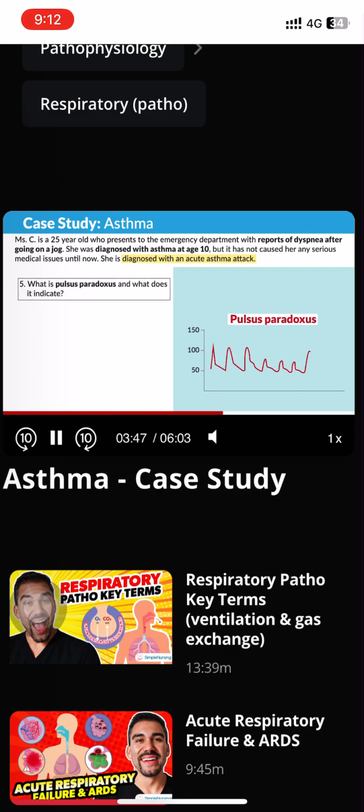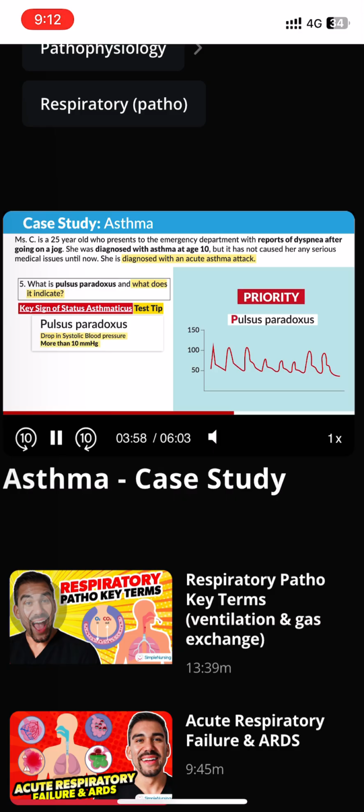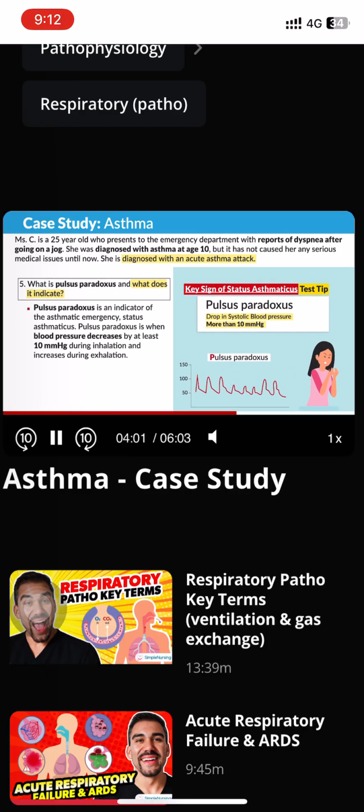Now, moving on to question number 5. What is pulsus paradoxus and what does it indicate? So remember the big test tip from the full video. Pulsus paradoxus is P for priority. Pulsus paradoxus is an indicator of asthmatic emergency, status asthmaticus. Pulsus paradoxus is when the blood pressure decreases by at least, key number here, 10 millimeters of mercury during inhalation and increases during exhalation. So please be sure to pause the screen and write down that key term, 10 millimeters of mercury for blood pressure that decreases here.